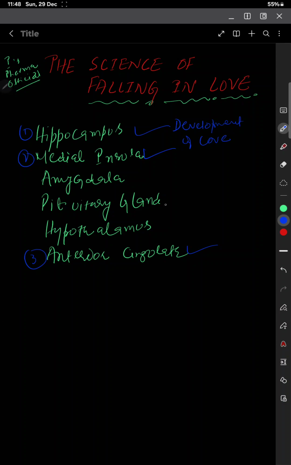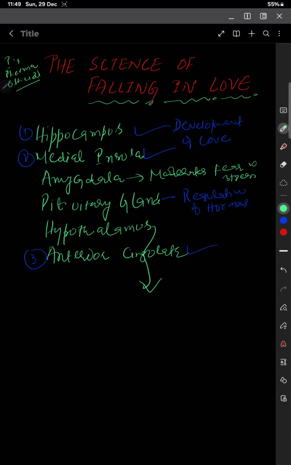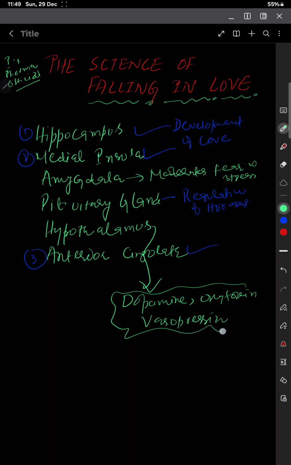Now there is the pituitary gland. It regulates the hormones, the love hormones, and secretes them into the body. Then there is the amygdala, which moderates fear and stress. The hypothalamus is very important because it produces dopamine, oxytocin and vasopressin, and these are all important for the process of falling in love.